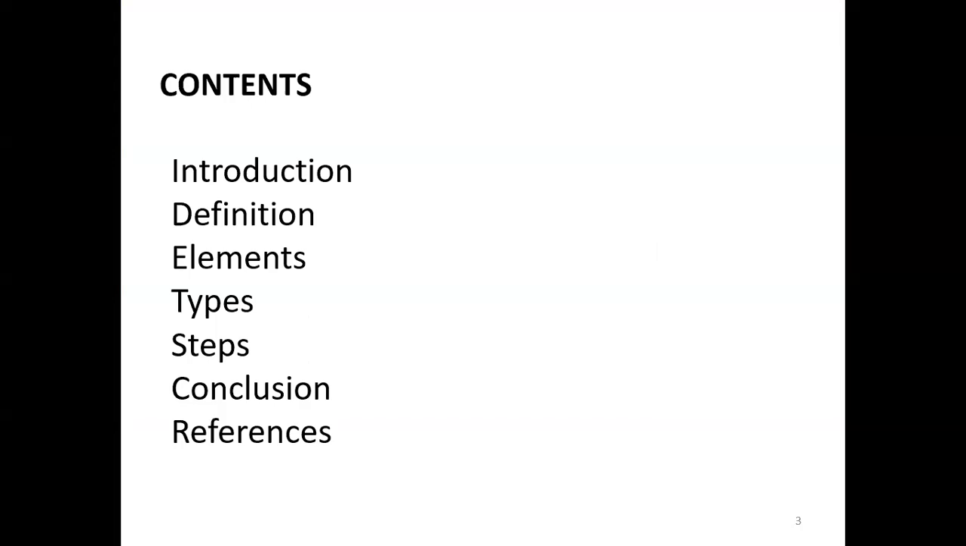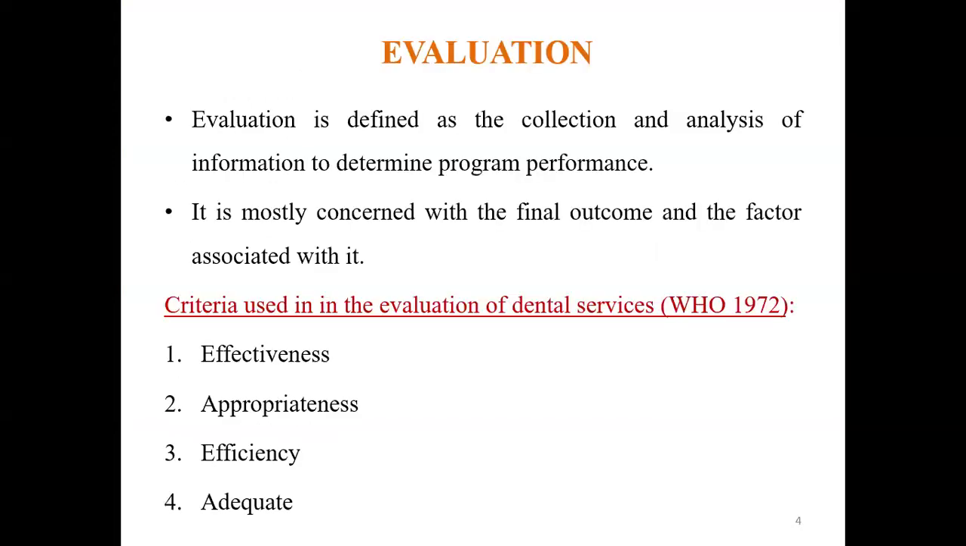The contents are introduction, definition, elements of evaluation, types of evaluation, steps in evaluation, conclusion, and references. Evaluation is defined as the collection and analysis of information to determine the program performance. It is mostly concerned with the final outcome and the factors associated with it. The criteria used in the evaluation of the health services was given by WHO in the year 1972. It includes effectiveness, appropriateness, efficiency, and adequacy.